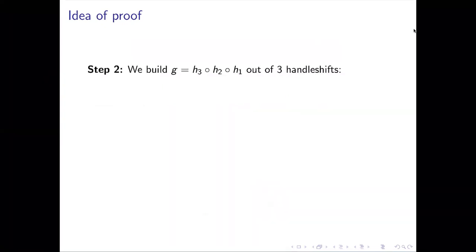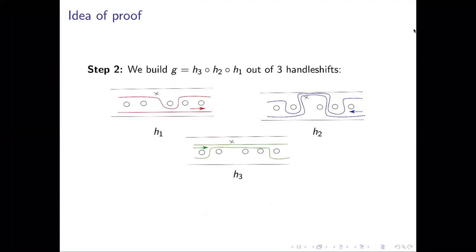And we're going to build our homeomorphism. I'm just going to give you a description of one of them, so I'm going to drop the subscript. I'm going to build it out of 3 handle shifts, and I'm going to define those handle shifts on sigma prime rather than the entire infinite type surface. And here are the 3 handle shifts. So H1 and H3 shift to the right, and H2 shifts to the left. So what I'm drawing here are the domains of the handle shifts.